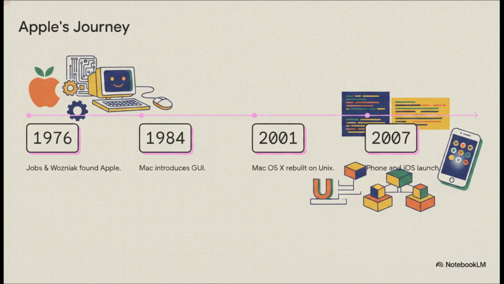But by the late 90s, their original operating system was really showing its age. So in 2001, Apple made a pivotal, historic decision. They completely rebuilt Mac OS X on a Unix foundation. This gave them decades of rock-solid Unix stability underneath their beautiful, polished interface. And later, when they needed an incredibly efficient system for the brand new 2007 iPhone, they adapted that very same Unix-based core into what eventually became iOS.